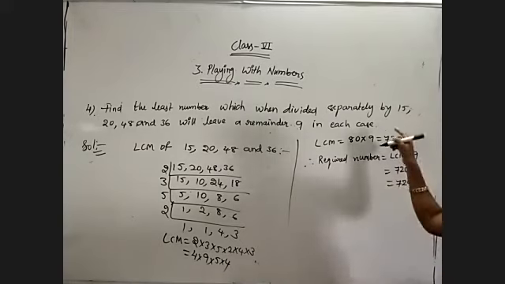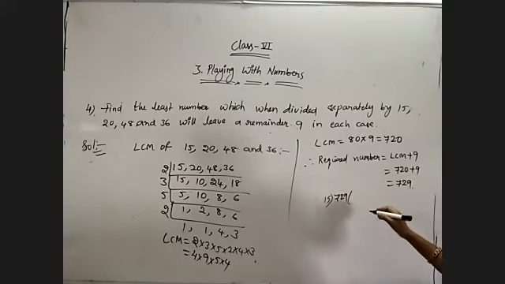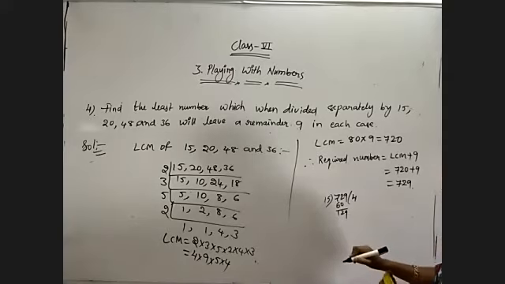Divide 729 with 15 and check your result. 729 divided by 15: 15 5s are 75, 15 4s are 60, and the remainder is 9.